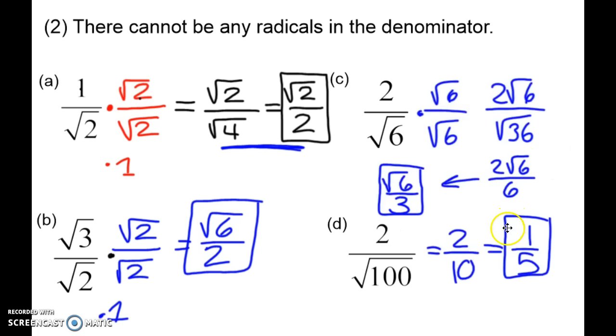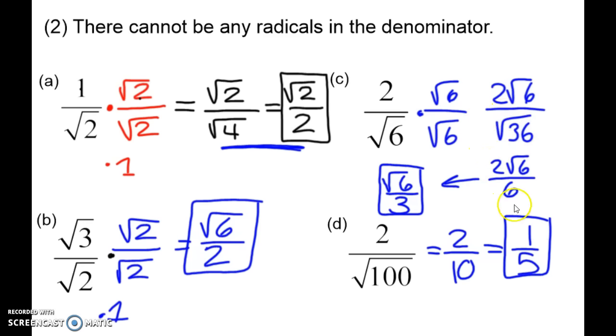Here are the solutions to the final two problems. So in part C, I did the same strategy I did with A and B. I multiply by square root of 6 over square root of 6. Up in the numerator, I'm going to get 2 times the square root of 6, and down in the denominator, I get the square root of 36. That's just going to be 6. And so now I'm left with 2 root 6 over 6.